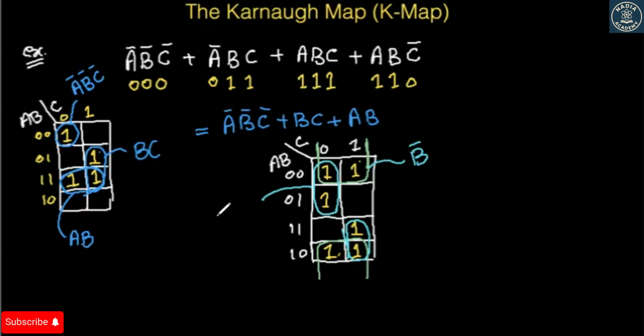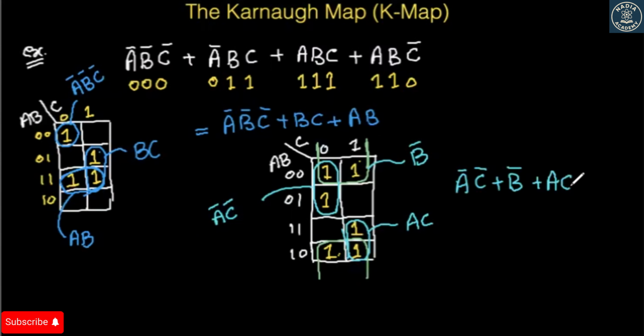Let's have a look at this loop. Here, A is not changing, A is 0, so A bar. B is going from 0 to 1, so B is changing out. And C is 0 for this loop, so we will have a C bar. Now, go to the third loop where our A is 1 and it is not changing. So B goes from 1 to 0, so we are not including B, and C is also 1 within this. So AC.